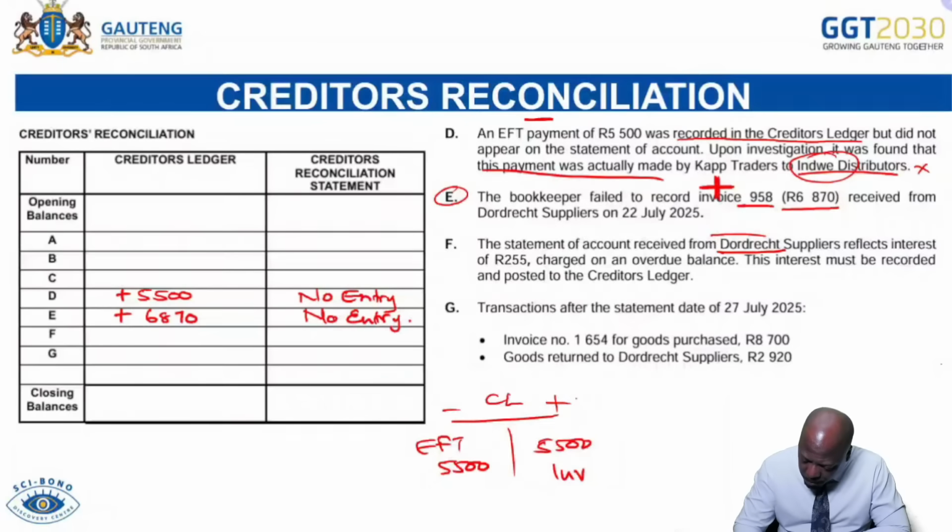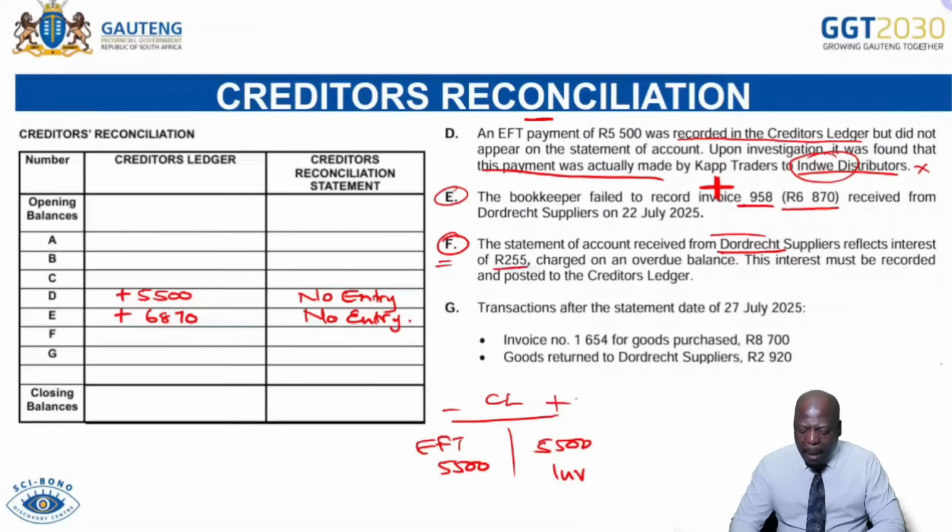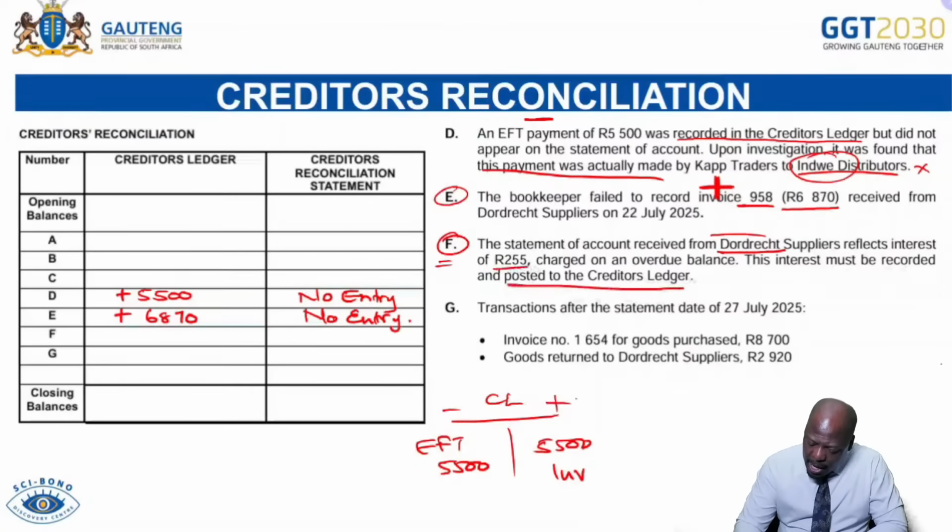Thank you so much. F. The statement of account received from them reflects interest of 255. Remember, interest increases what we owe them. Charged on overdue balance. This interest must be recorded in the ledger. So I'm going to come and say plus 255. We must show that we owe them more because they've charged us interest of 255.